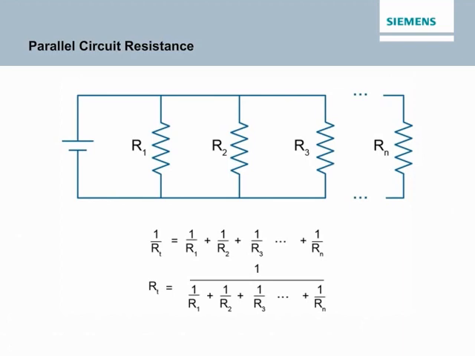In the unique example where all resistors have the same resistance, the total resistance is equal to the resistance of one resistor divided by the number of resistors.